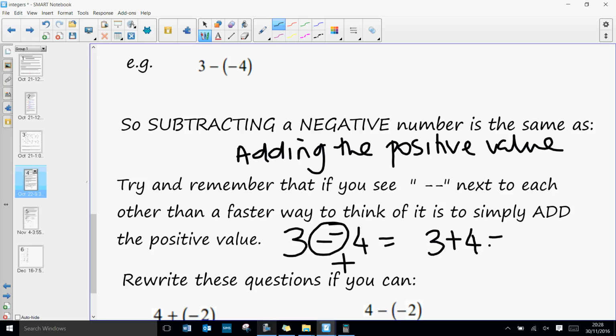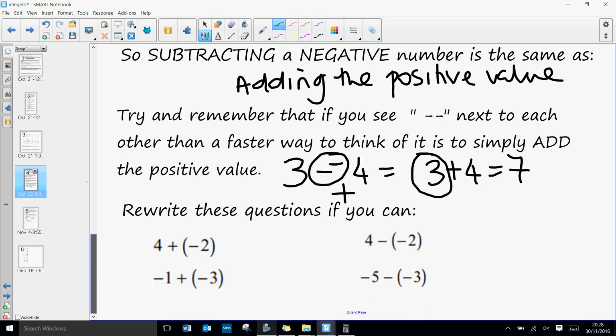Note, if the value at the beginning had been negative, we would still be starting off at a negative starting point, and the fact that we were adding from that starting point would just mean we're going to the right from there. Okay, so if we were to rewrite this question, I could just rewrite it as 4 take away 2, 4 plus 2, -1 take away 3, and -5 plus 3.